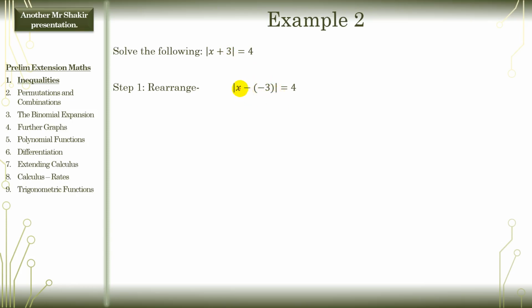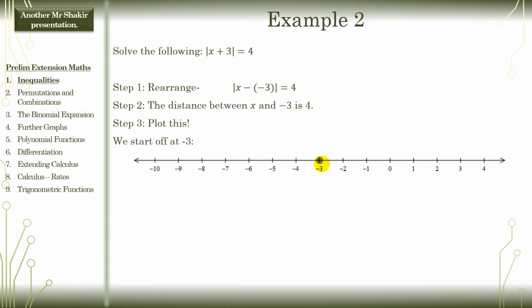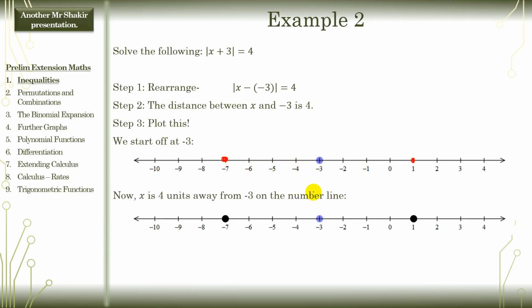Anyway, the distance of x from negative 3 is 4 units. Right, plot on the number line. We start off at negative 3. The distance of x and negative 3 is 4 units away. So x is 4 units away. 1, 2, 3, 4. So it'll be there, or it will be there. Just counting 4 units to the left. 1, 2, 3, 4. Okay, and those are the solutions.